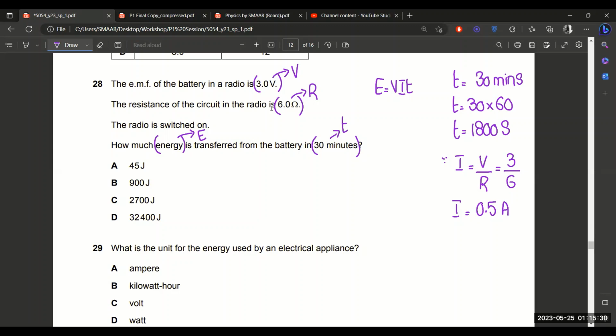So now we have the value of voltage, electric current, and time. Just substitute the values in this equation of energy. So energy will be equal to 3, that is potential difference, times 0.5 ampere, the value of electric current, times 1800 seconds, the time. So energy will be equal to 2700 joules. It means option C is the right one.